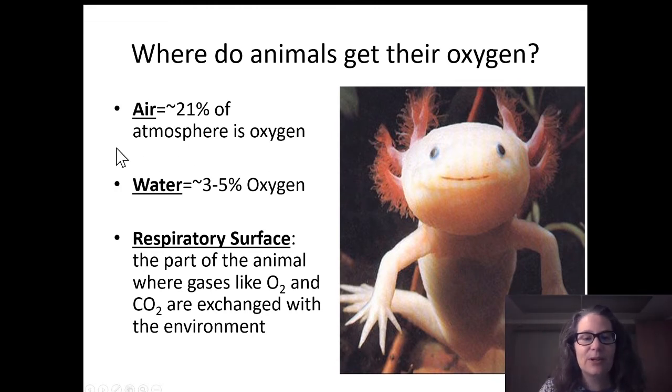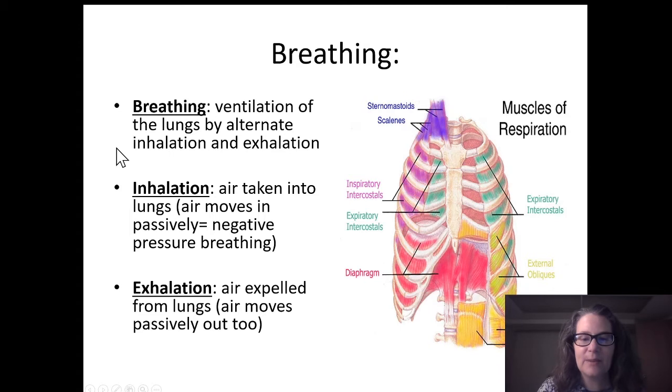Now, let's move forward and talk about this respiratory system, but I want to first talk about breathing. Breathing is the ventilation of lungs through an alternation of inhalation and exhalation. You probably know that inhalation is taking air in and exhalation is expelling air out of your lungs, but I don't know if you know that you are considered a negative pressure breather. As humans, we don't actively go after our air and gulp air, right? We actually passively move air using air pressure differences.